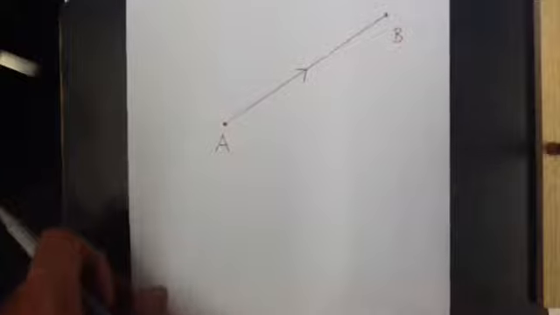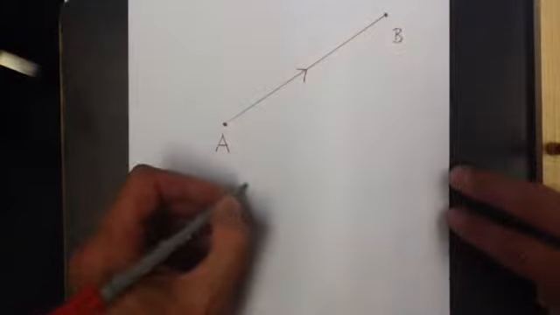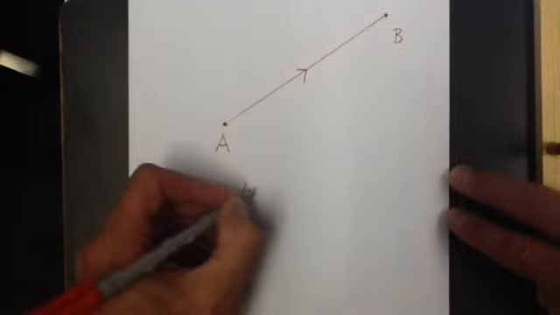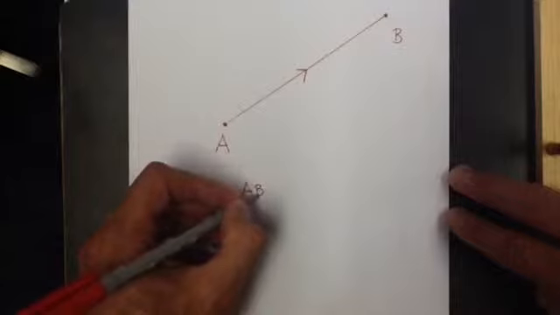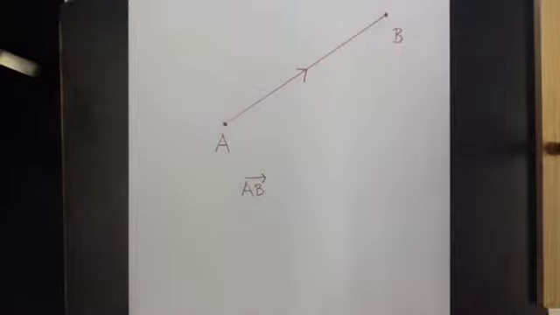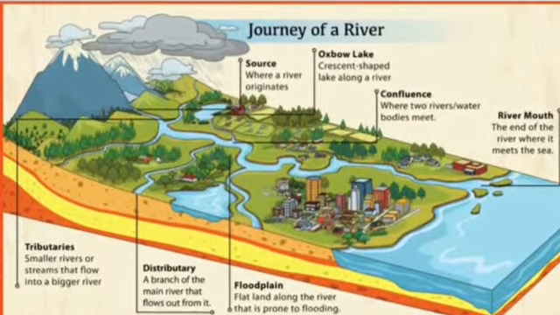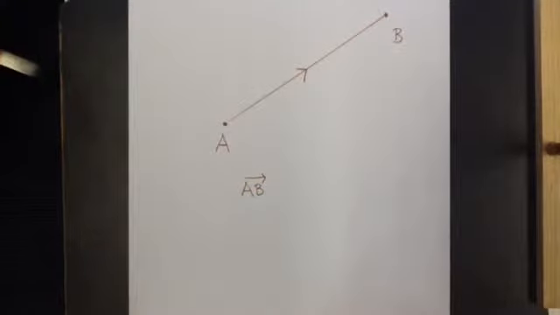So here's an example of a vector AB. Vector being the fancy name in maths for a journey. So remember, a journey in real life. Well, here's another example. Here's the journey of a river. Fine. So, back to maths.